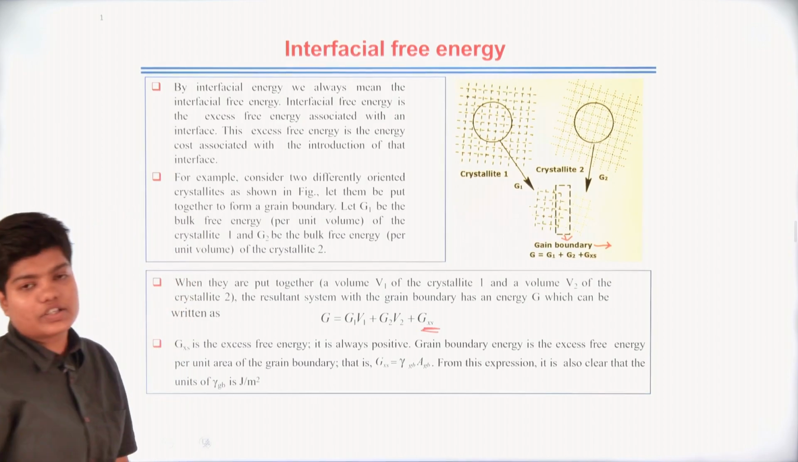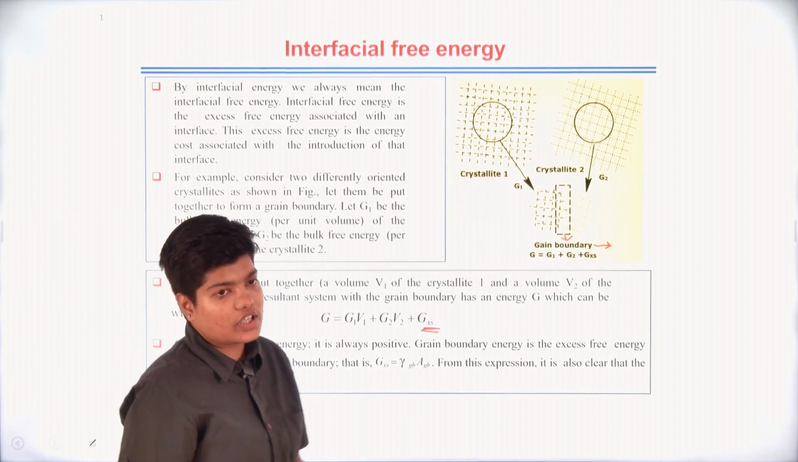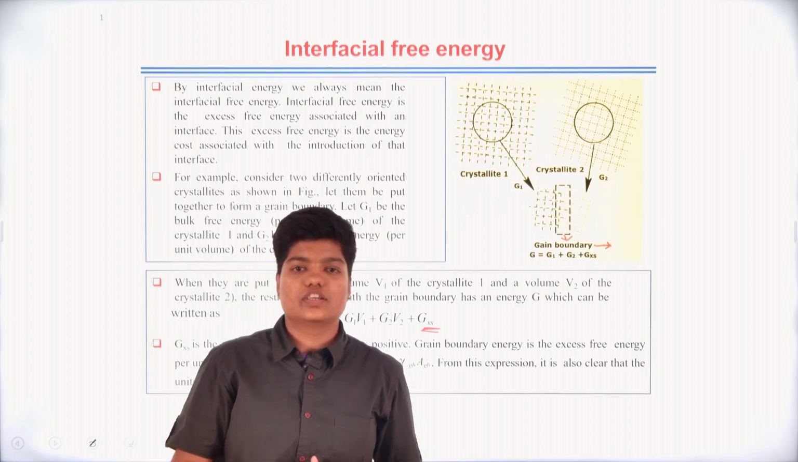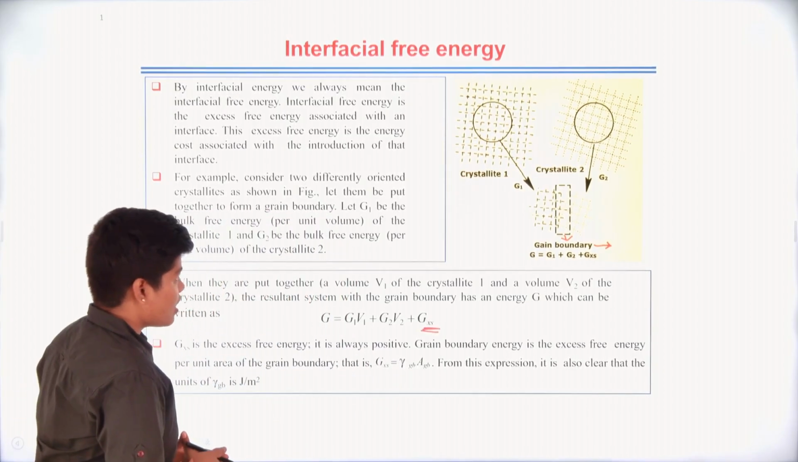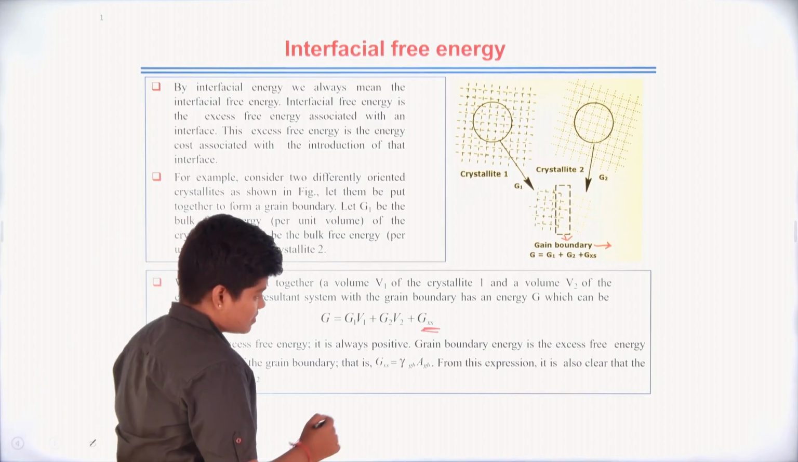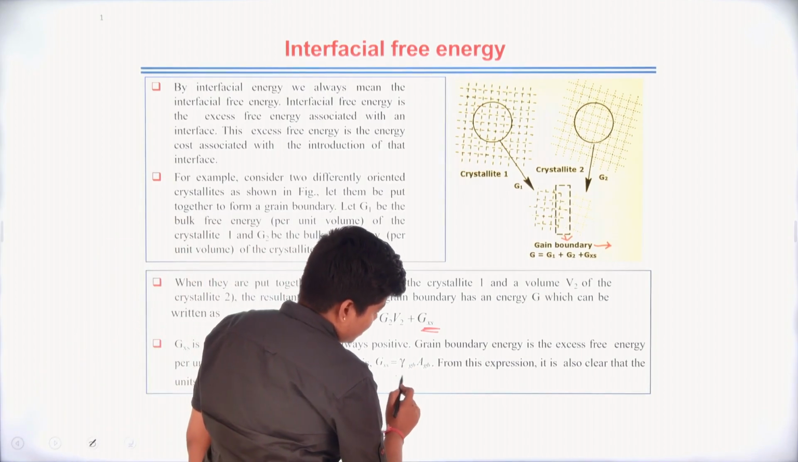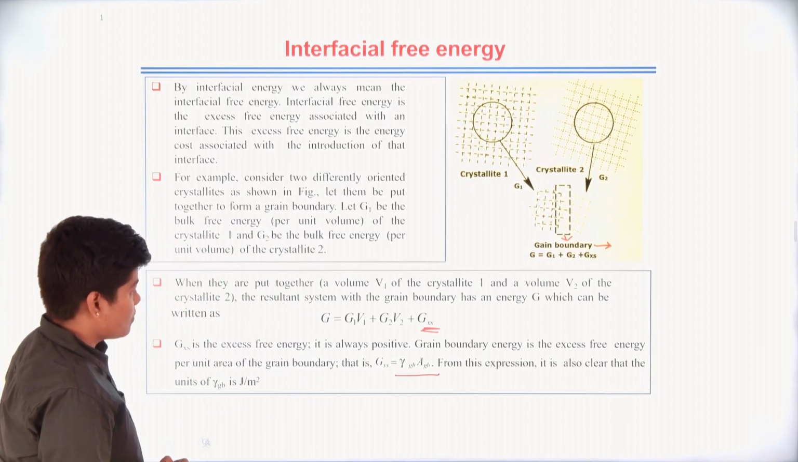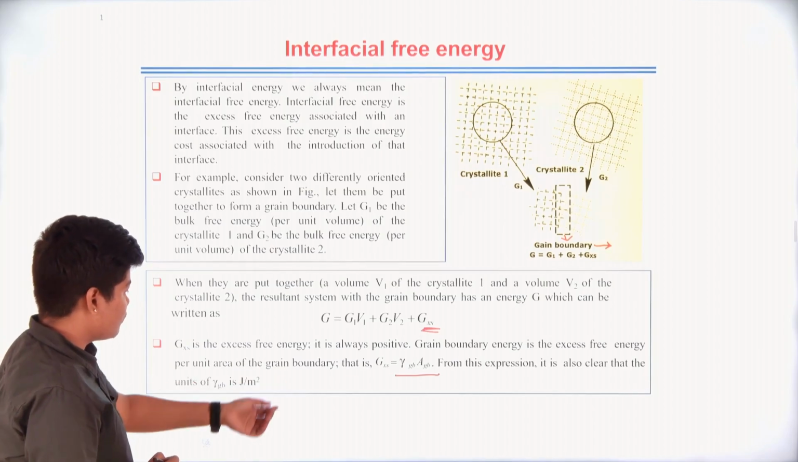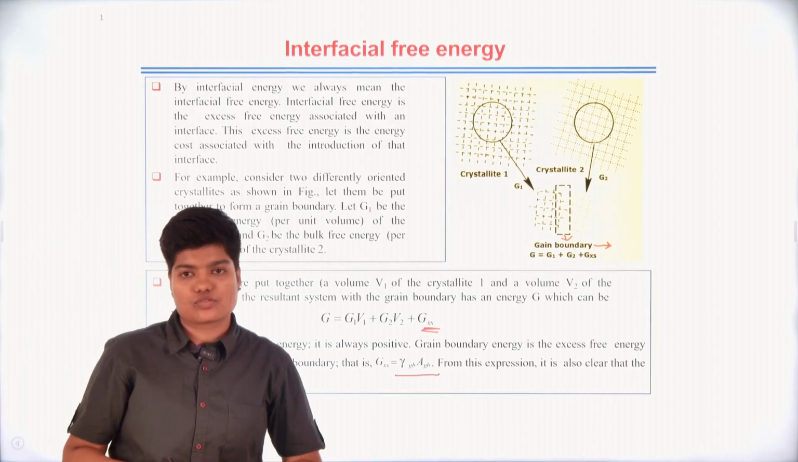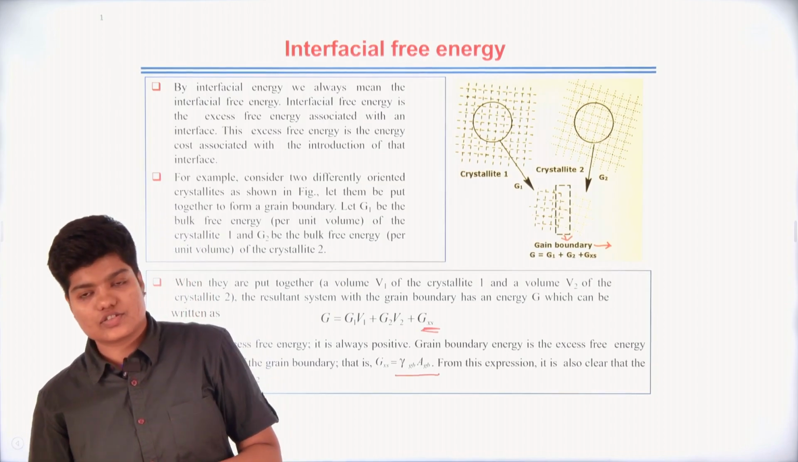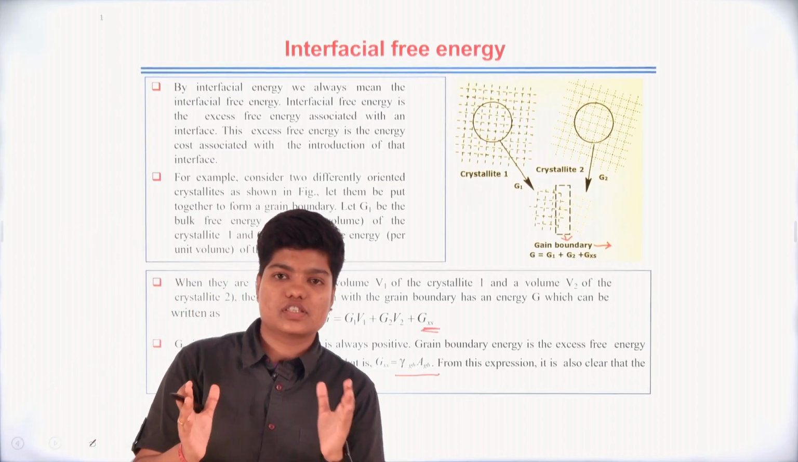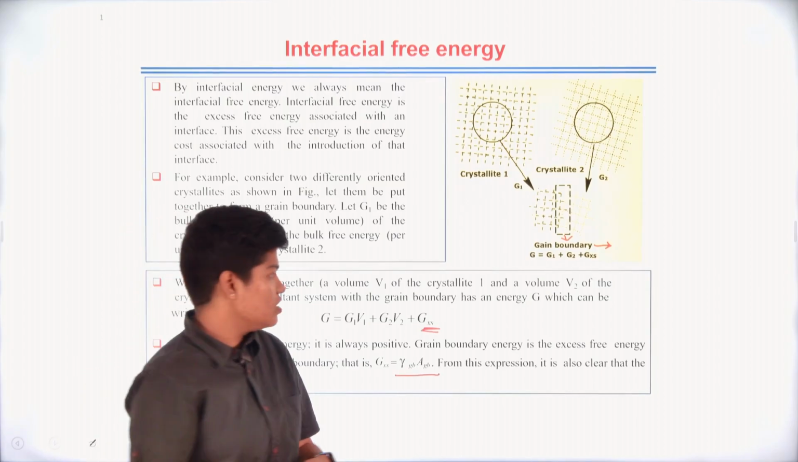Now what is the grain boundary energy? Grain boundary energy is the interfacial free energy per unit area of the grain boundary, that is Gxs divided by area A gb, known as gamma gb. Gb is the short form of grain boundary. The unit of gamma gb will be joule per meter square, because it is surface energy per unit area.